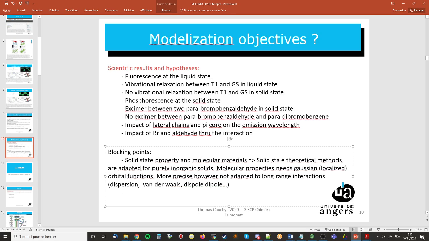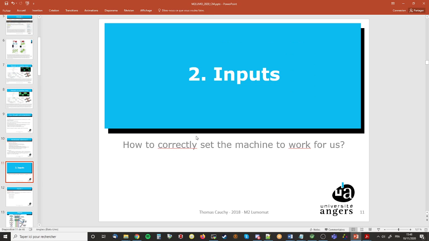So here we have listed a part of the results and hypotheses that we want to discuss, maybe some blocking points, and now we will discuss what kind of calculations we will use. Okay, so this is the part on the inputs.